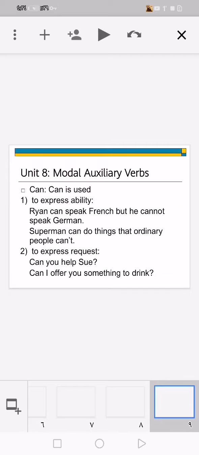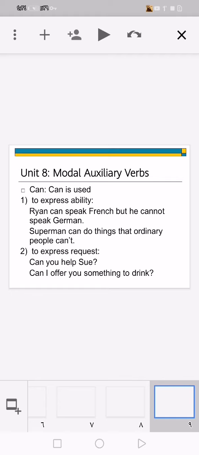Modal auxiliary verbs. Can is used, number 1, to express ability, القدرة. For example, Ryan can speak French but he cannot speak German. يعني هو يتكلم اللغة الفرنسية لكن ما يتكلم اللغة الألمانية. Superman can do things that ordinary people can't. Can is the modal auxiliary verb. Do is the main verb in sentence number 2. Sentence number 1, Ryan can speak. Can is the auxiliary modal verb. Speak is the main verb.